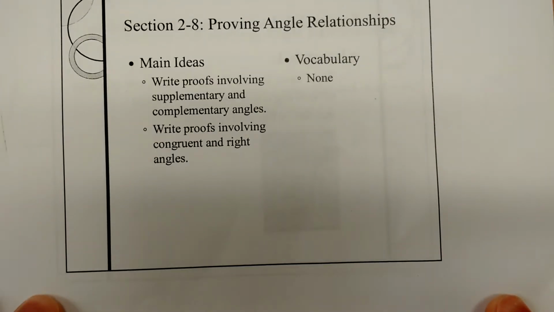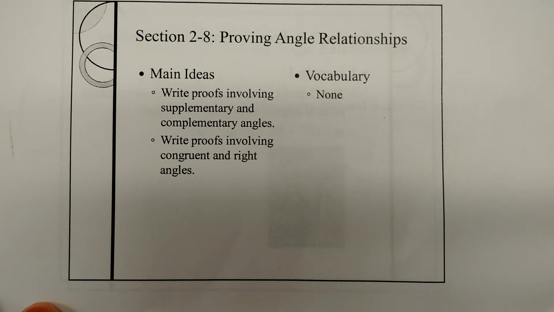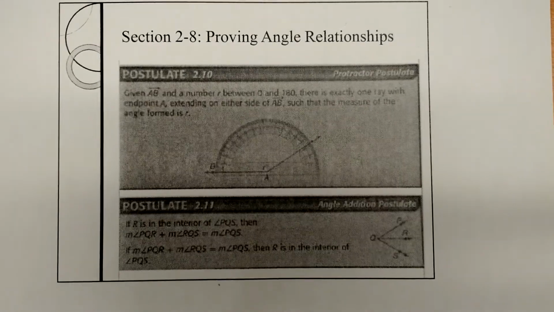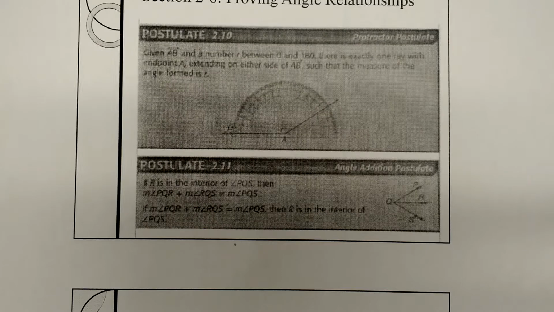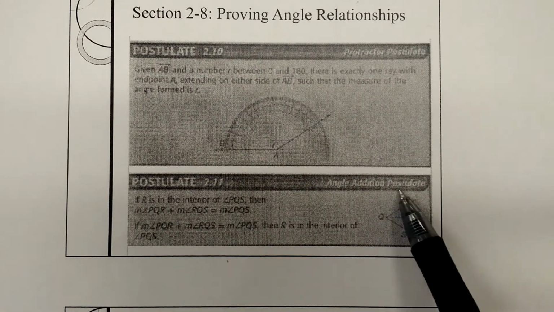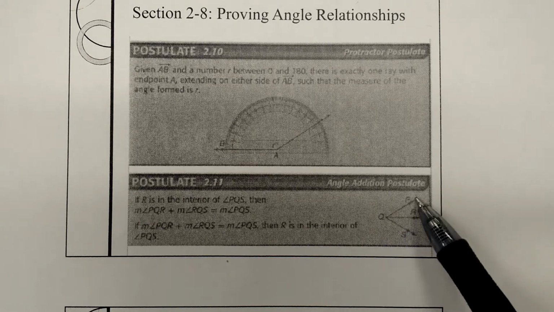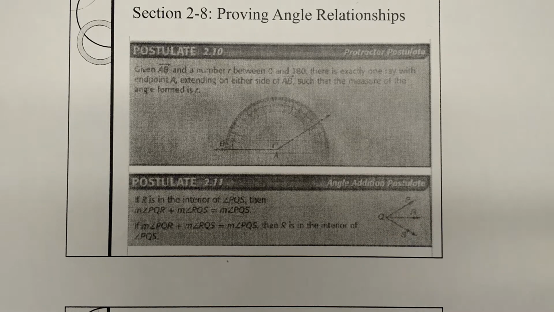Yeah, here we have section 2.8, proving angle relationships. So our main ideas and vocab: no new vocab this time. A couple of postulates. The first one's a protractor one, in which you measure an angle with a protractor, and then you have the angle addition postulate, which is similar to segment addition. If you have two smaller angles and you add them up, you get the full angle, or it lets you know which points are in between the two.